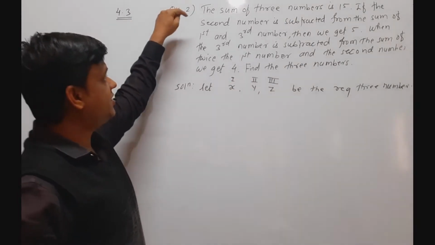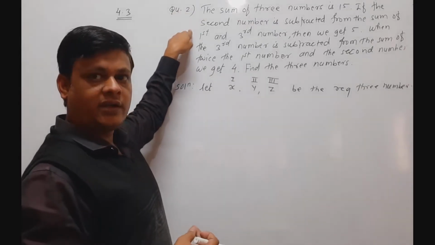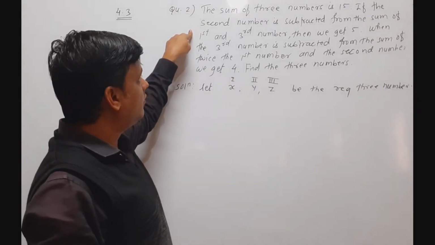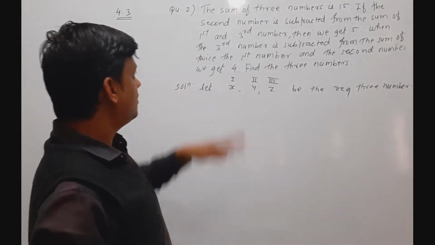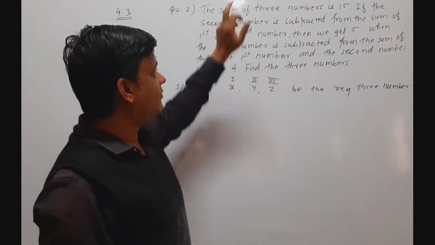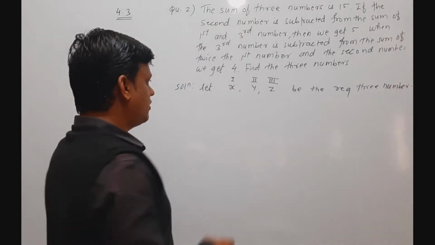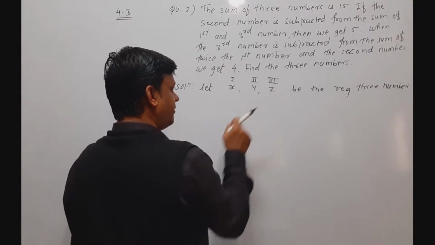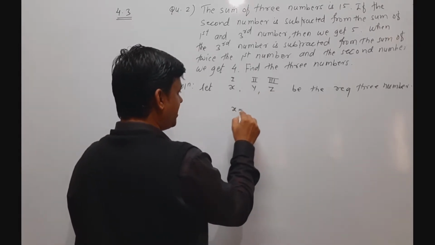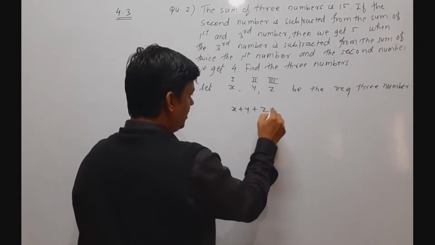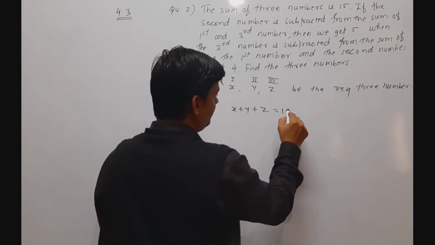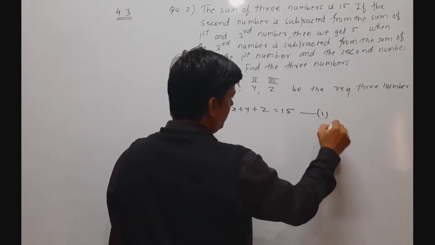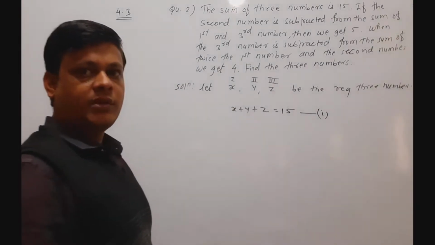Now see first condition. First we have to write in linear equation form with the help of conditions. So first condition is the sum of three numbers is 15. So we add these three numbers. So write here x plus y plus z is equal to 15, and we denote this as equation number 1.